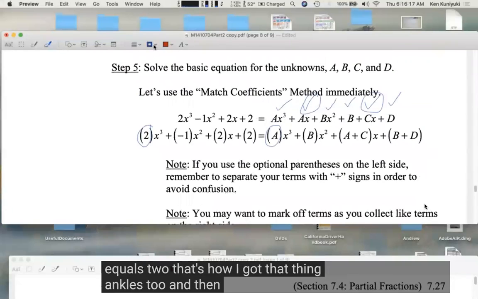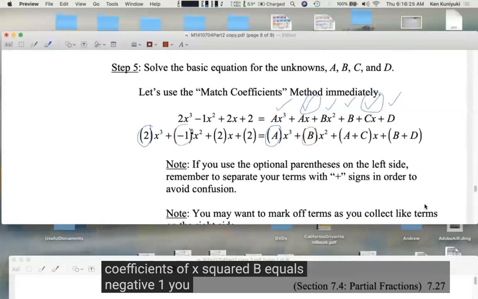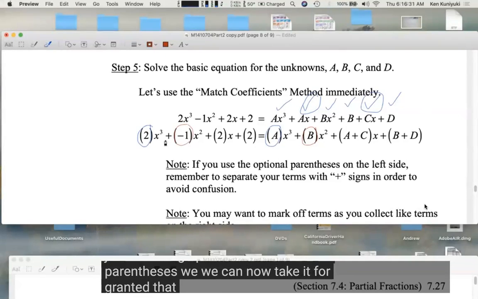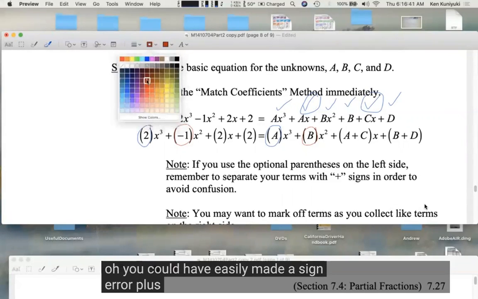And then we match up the coefficients of x squared. B equals -1. You can see the benefit of just matching up the contents of these parentheses. We can now take it for granted that there's a plus sign in front. We made it so. Whereas if you had put -1 times x squared, oh, you could have easily made a sign error.